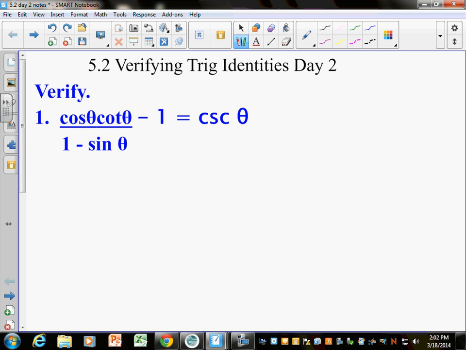So looking at this, cosine theta times cotangent theta all over 1 minus sine theta, minus 1, and that's a big 1 there. And you want that to equal cosecant. The idea of the day is common denominator, which means step 1 on this is I want to get a common denominator between those two.